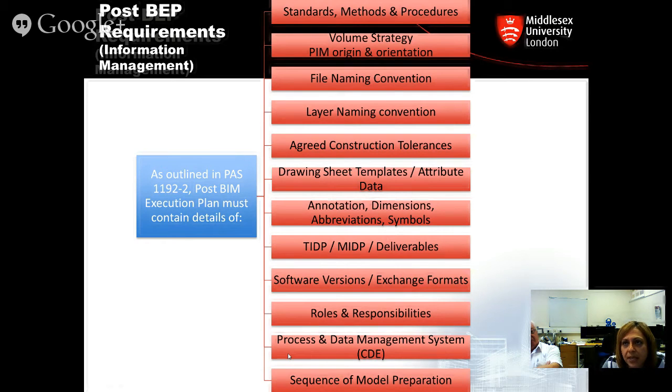including in some cases model, I won't say model names, but model types, and the dates, of course, for handover of the different deliverables and the milestones. How the work will be divided up inside the common data environment, and if there are any other process or data management systems. And of course, the sequence of the model preparation. So these are the things which are outlined in the PAS.